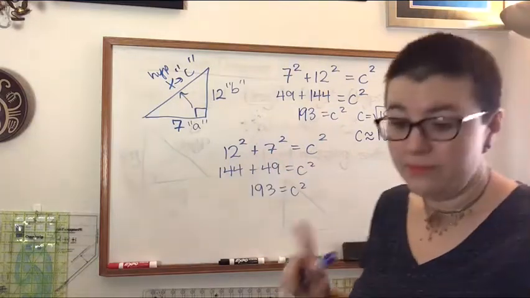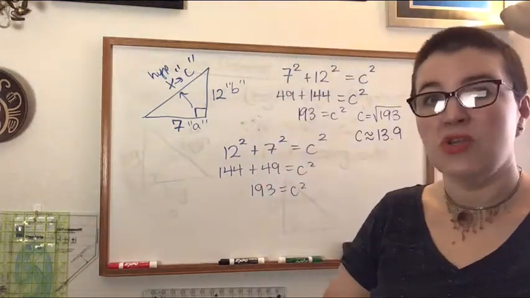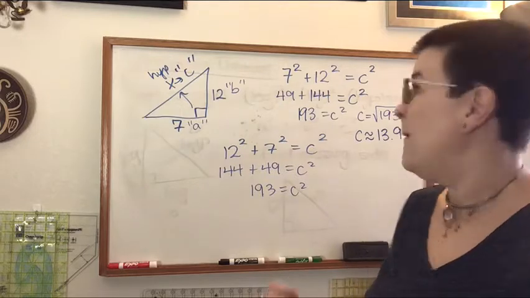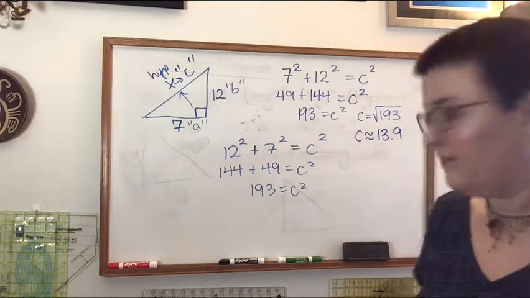All right, so now we're going to do one where I'm going to give you the hypotenuse and we're going to solve for a leg, so you can see that the setup's a little different because now we're not adding to solve. We're going to have to do some subtraction. Okay?